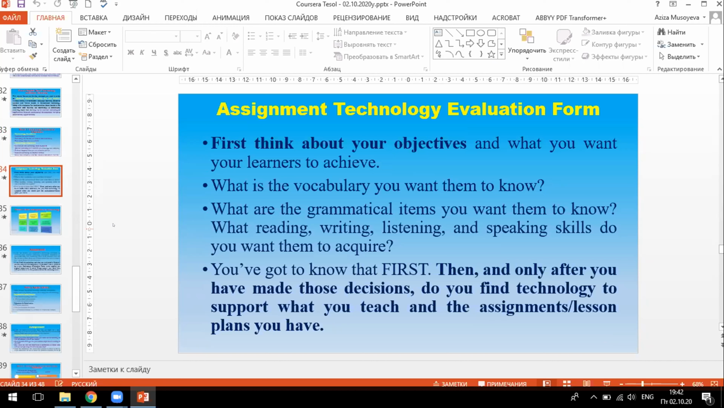So as for me, I chose nearpod.com. I didn't know about it, but I learned it from Mentor Hub. We had one webinar, and I learned there. So I just took this technology and put it in the technology evaluation form.